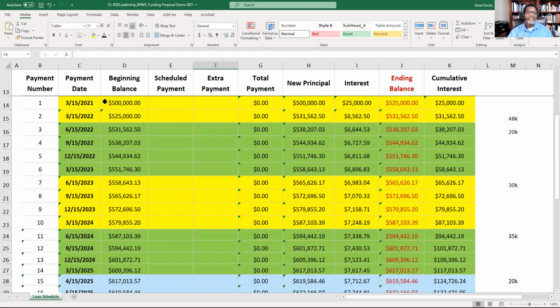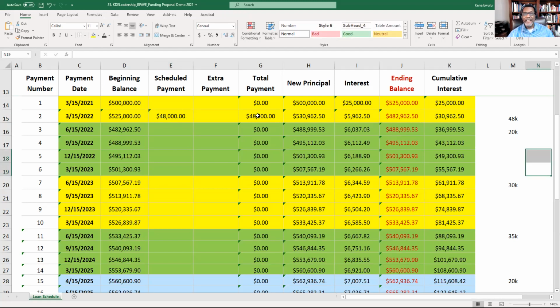So remember, first year, I'm asking that we pay nothing so that we have enough money to get our business up and running. But by the second year, guess what? In that first year at 5%, we've accrued interest of $25,000. So our ending balance at the end of the year is $525,000. Let's say for argument's sake, I want to pay $48,000 here, okay? In the second year. Once I do that, it does the math for me.